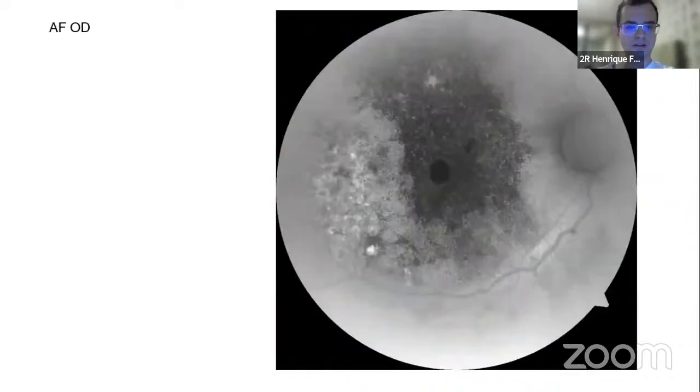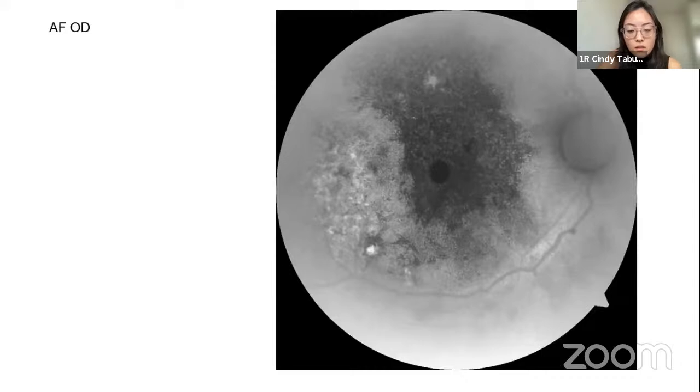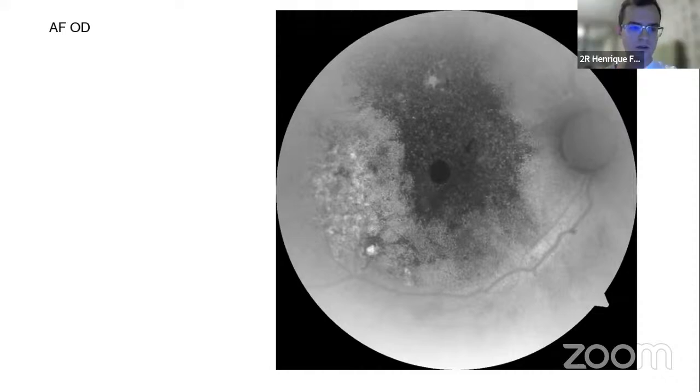Bom, aqui na autofluorescência do olho direito, tem essa lesão hipoautofluorescente, que corresponde àquela lesão que a gente tinha visto. E também ao redor da mácula tem várias lesões hipoautofluorescentes, associadas também com lesões hiperautofluorescentes. Perfeito. A gente tem algumas áreas, na arcada temporal inferior também, áreas de autofluorescência.